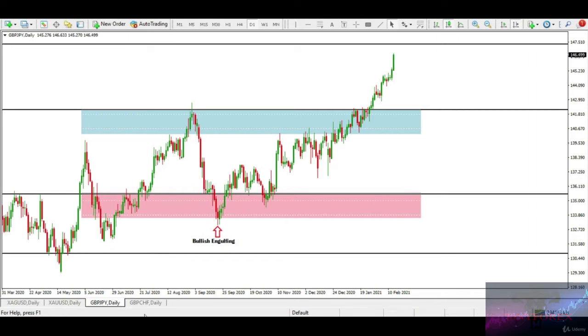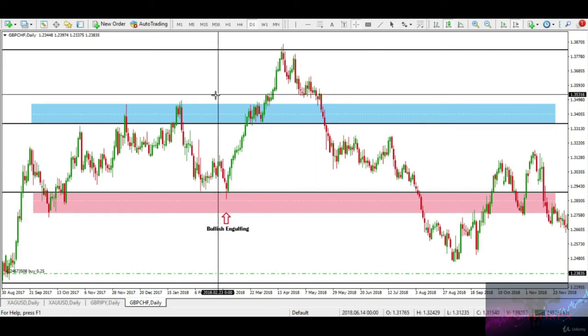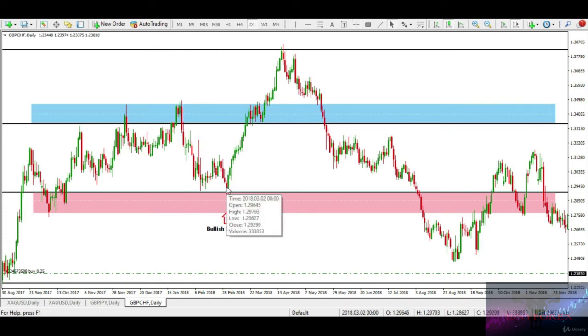The final example in this lecture is of British pound and Swiss franc. The criteria remains the same, as this zone was seen at a key resistance zone and large bullish candle engulfing the real body of the bearish candle, indicating the large buying entering the market.